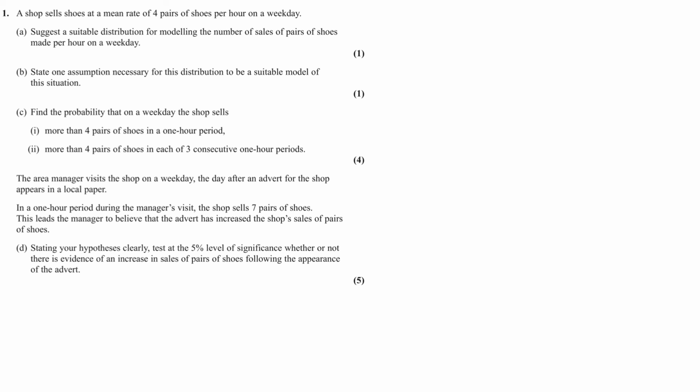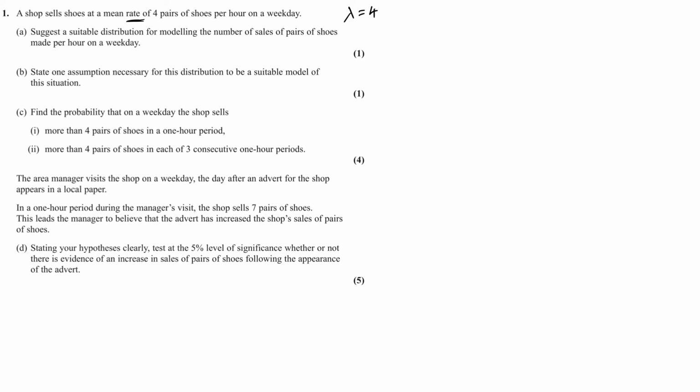So you can see a shop sells shoes at a mean rate of 4 pairs per hour on a weekday. If you've got this word, rate, that's an indication that this is a Poisson distribution, where lambda equals 4.